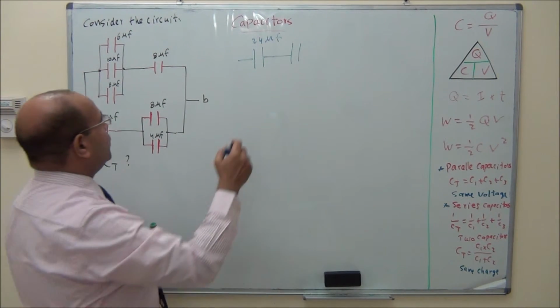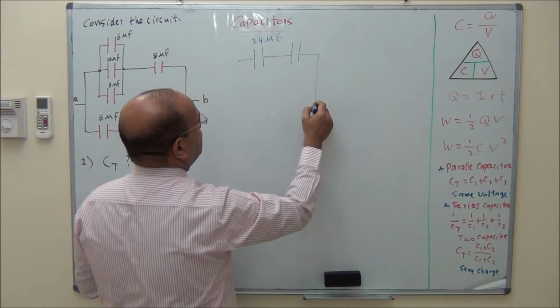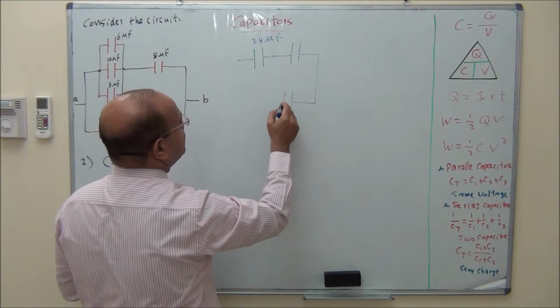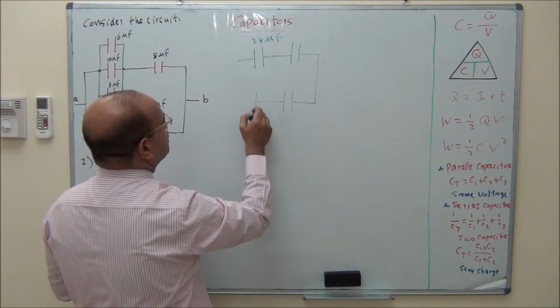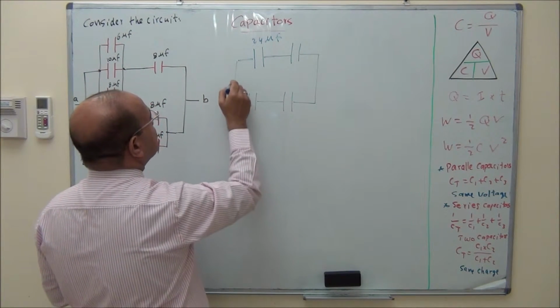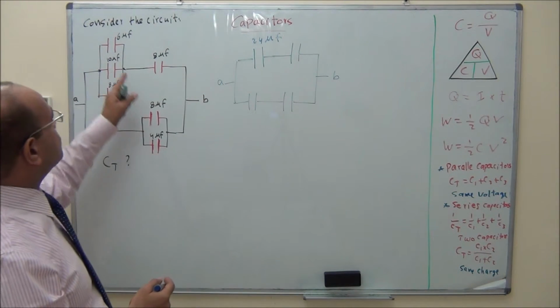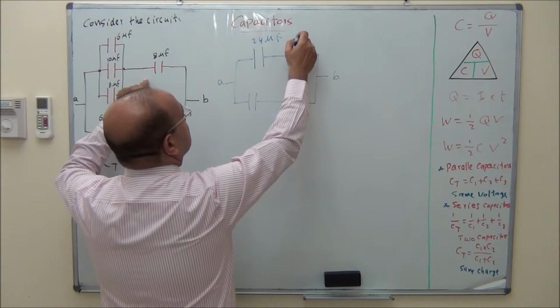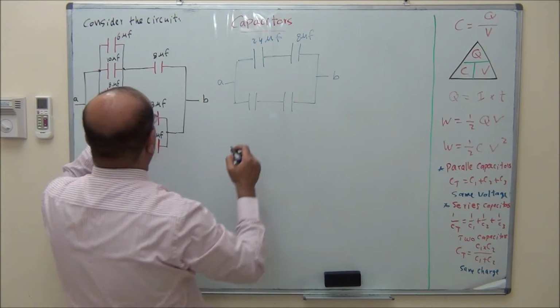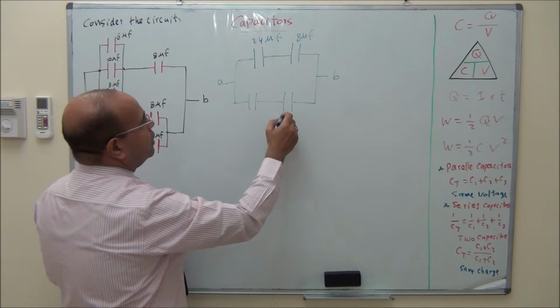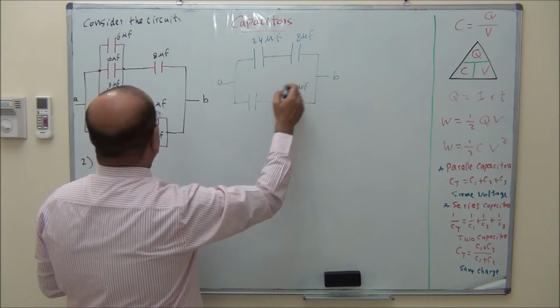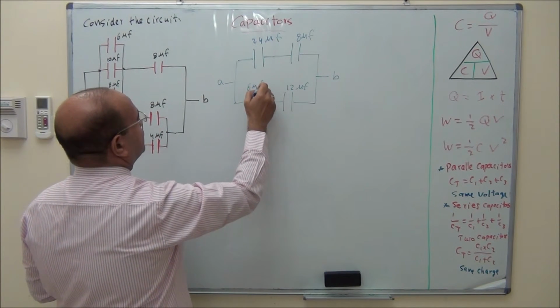8 plus 4, it's 12. So, we replace these 2 ones by just one capacitor. Then we simplify the circuit in this way. So, this is 24 and this is still 8 microfarad. The 2 ones, 8 plus 4, it's 12 microfarad. And this one, 6 microfarad.